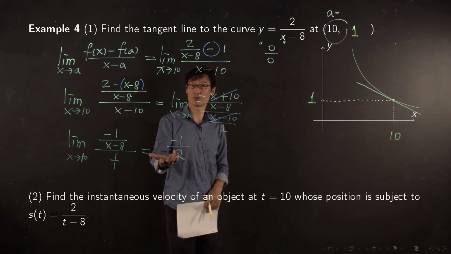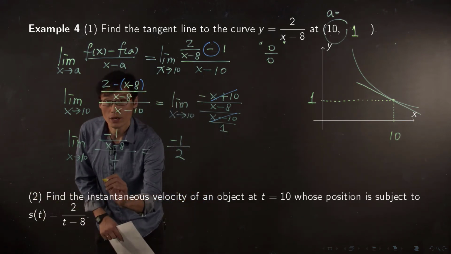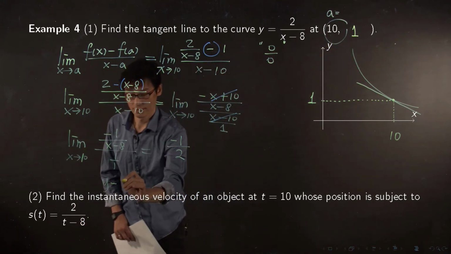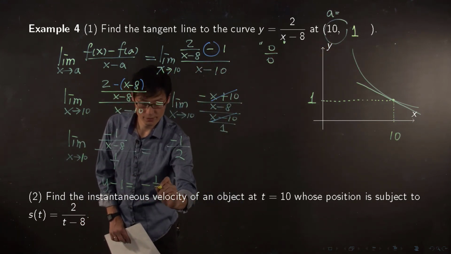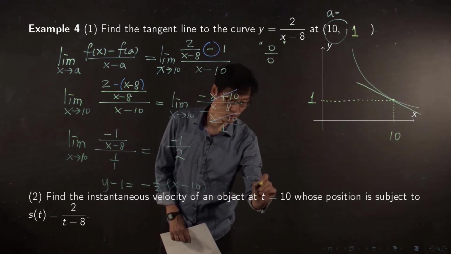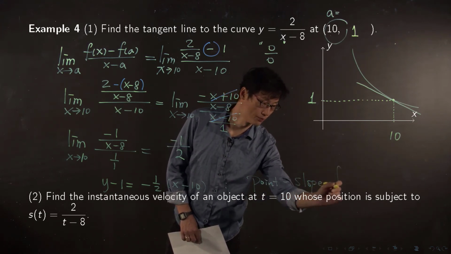And you want to write down the equation as well. We can use a point slope form. Y minus y value, or 1, equals slope times x minus x value. So we are using point slope form.